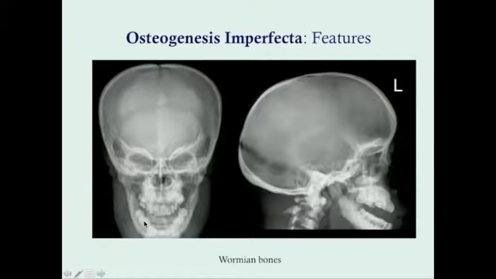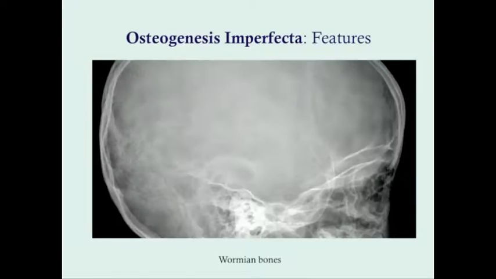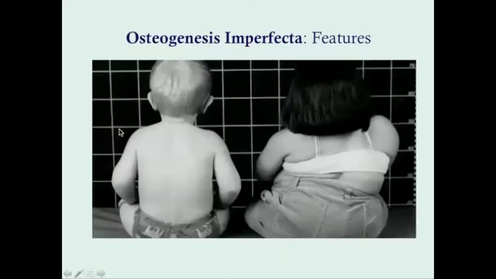Another feature that you can see, and this can be completely normal as well, is wormian bones. Wormian bones are just a feature that you see on skull X-ray where the skull bones are coming together, and that's right here. Here I got a better picture. See it down here. So this can be a feature that you see on skull X-ray in OI.